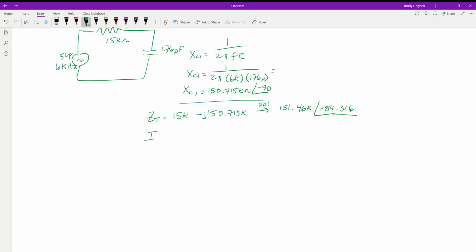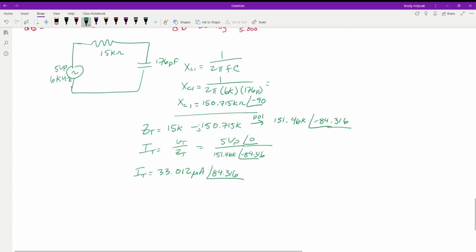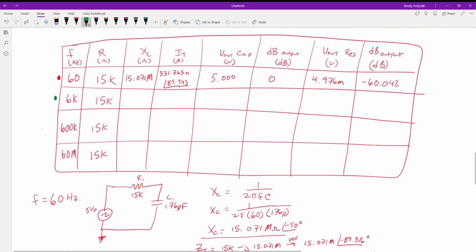And so now we want to find the current total. So it is the voltage total divided by the impedance total. So we have 5 volts peak, and we have 151.46 K at an angle of 84.316. So the current total for this circuit is equal to 33.012 microamps at an angle of 84.316. Okay, so now that we have those, we have a current. Let's go ahead and add those back up into our chart to keep track of them.